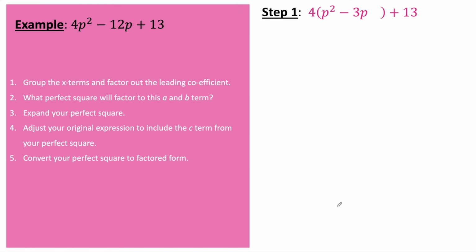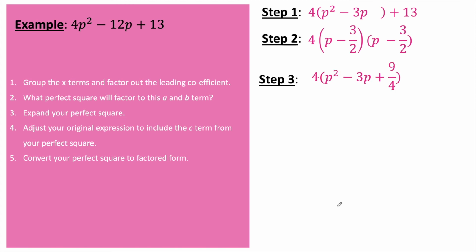Step 2 asks us to find the perfect square that factors to this a term and b term. We know that half of negative 3 is negative 3 over 2, or negative 1.5, however you wrote it. Step 3, we would expand our perfect square, which would give us 4 times p squared minus 3p plus 9 over 4. Notice that I have negative 3p as my b term because I end up with negative 3 over 2 times p, negative 3 over 2 times p.